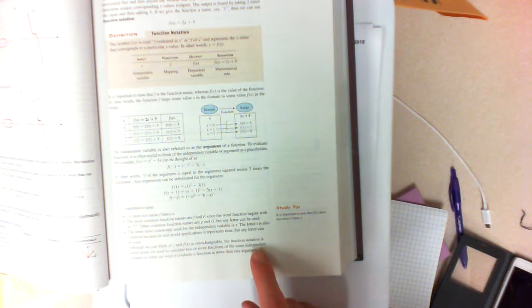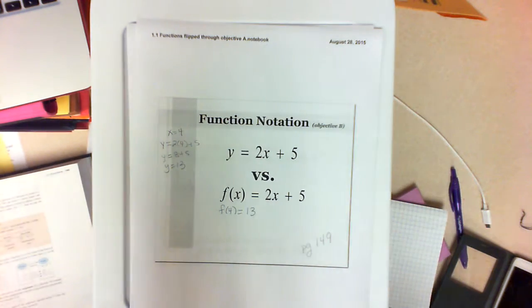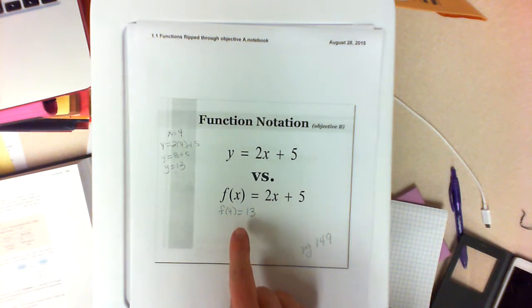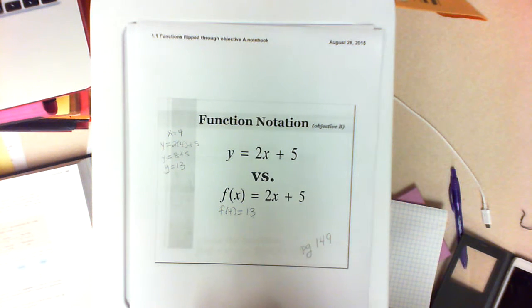Although we think of y and f of x as interchangeable, the function notation is useful when we want to consider two or more functions of the same independent variable, or when we want to evaluate a function at more than one argument. So in the example I wrote down in the text on the slide, f of 4 equals 13. If I wanted to do f of 1 and f of 2, I could list them all out, and I would see my outputs written down nice and neatly.